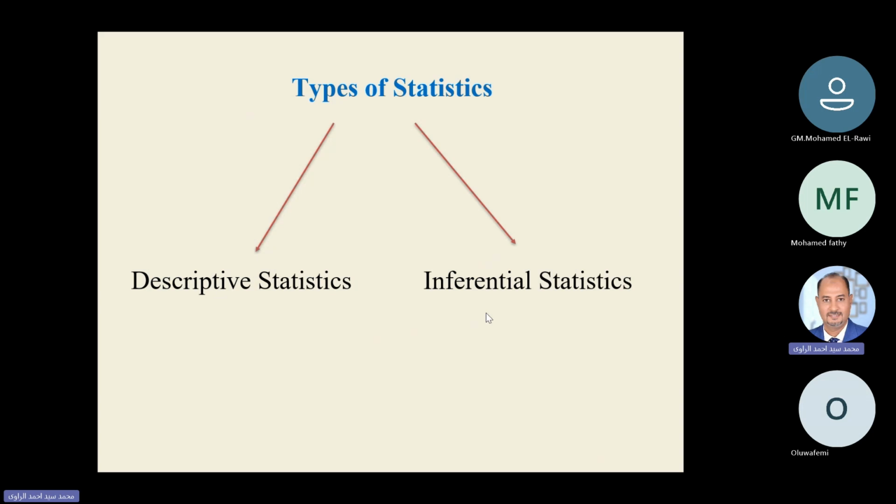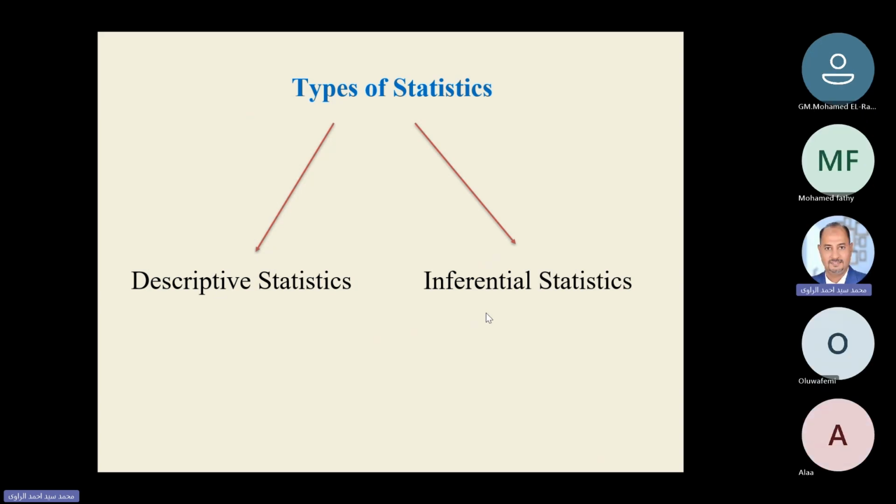Now we will discuss the types of statistics. The main types of statistics are descriptive statistics and inferential statistics. Descriptive statistics is the branch of statistics used to summarize, organize, and describe the data, present data in a clear and meaningful way. But inferential statistics is the branch used to make conclusions and decisions about sample data.